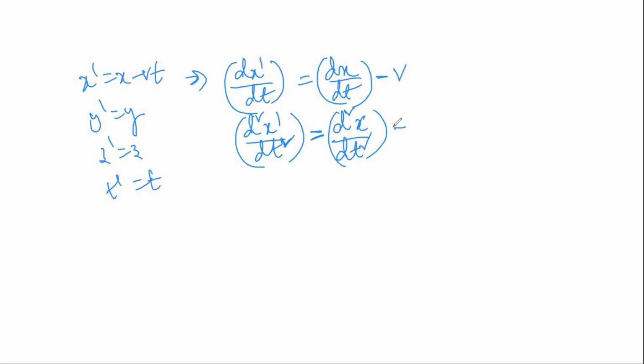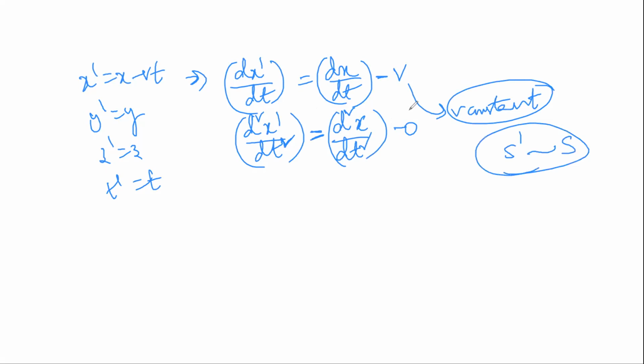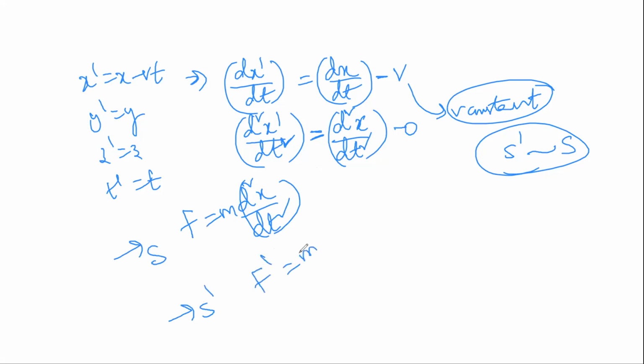Okay, minus 0. Why 0? Because v is constant, right? The constant velocity with which S dash is traveling with respect to the S frame is v. So d square x dash by dt square is equal to d square x by dt square. Okay. So now we can say that from Newtonian mechanics, F is equal to m d square x by dt square. So this is Newton's second law, as I have written before. So this is in system S. Now in system S dash, F dash is equal to m dash d square x dash by dt square.